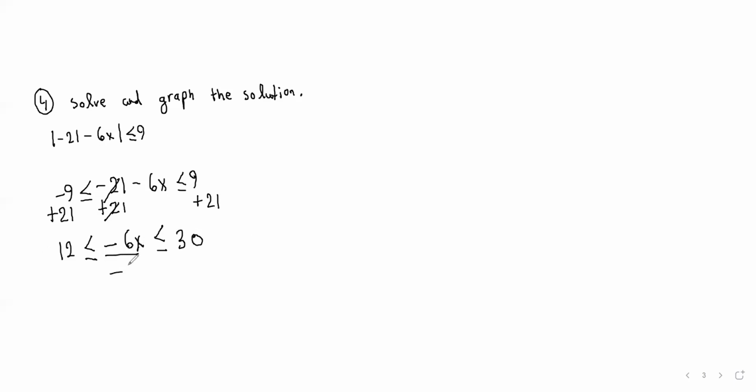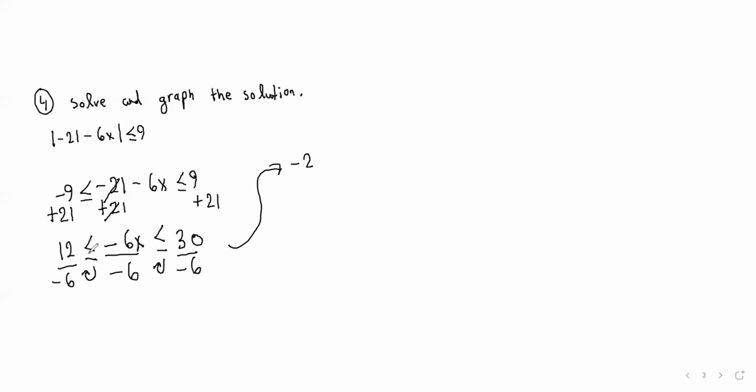So let's divide by negative 6 in the middle, divide by negative 6 on the right, and then divide by negative 6 on the left. And I'm going to put this sign here to denote that I'm going to switch the direction, like an arrow here. So let's see what this is. First of all, you take 12 divided by minus 6. That's equal to minus 2.